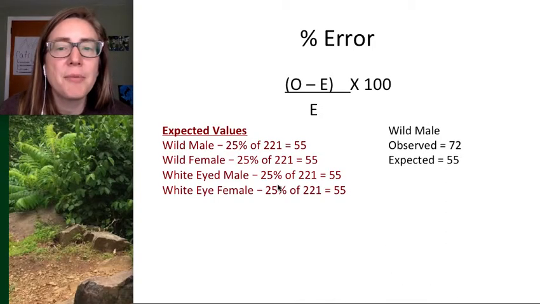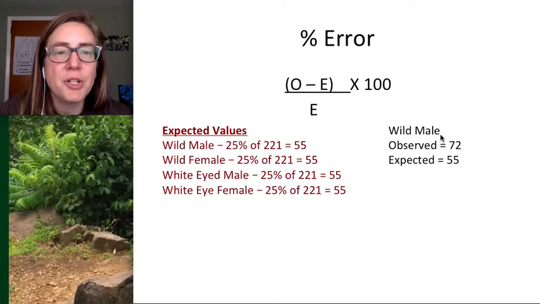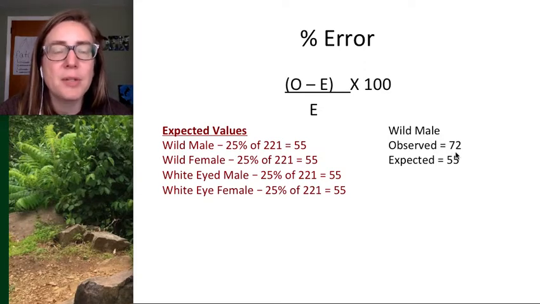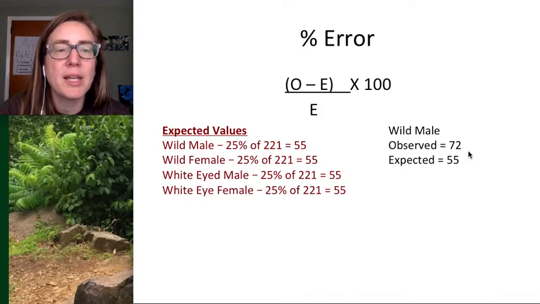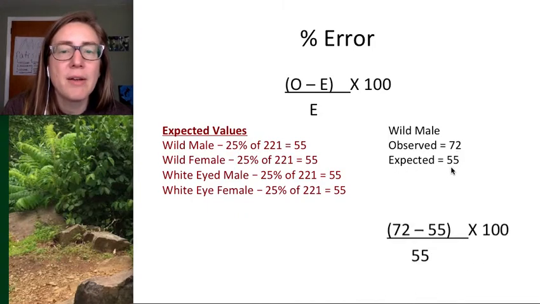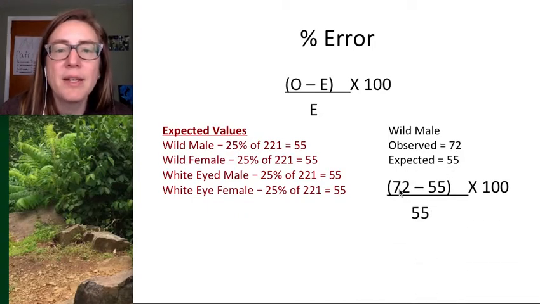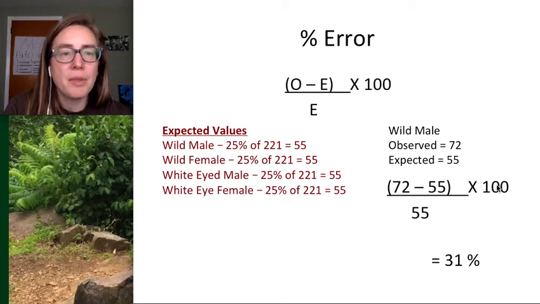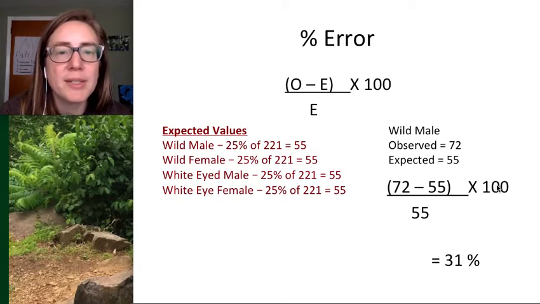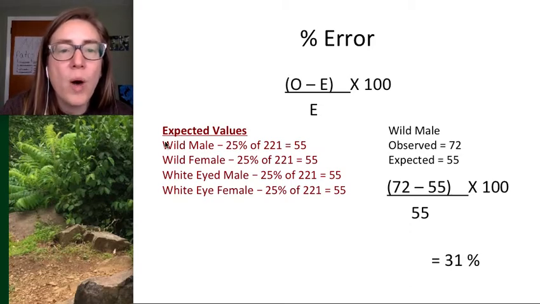For my observed values, these are the ones that you got from lab. So this is your actual lab data. I observed that for the wild males there were 72 of those in your class total data. So your observed value is 72, your expected value is 55. You're going to plug that into the equation. So 72 minus 55 divided by 55 times 100, you will end up with about 31% for your percent error. So that's for the wild male.